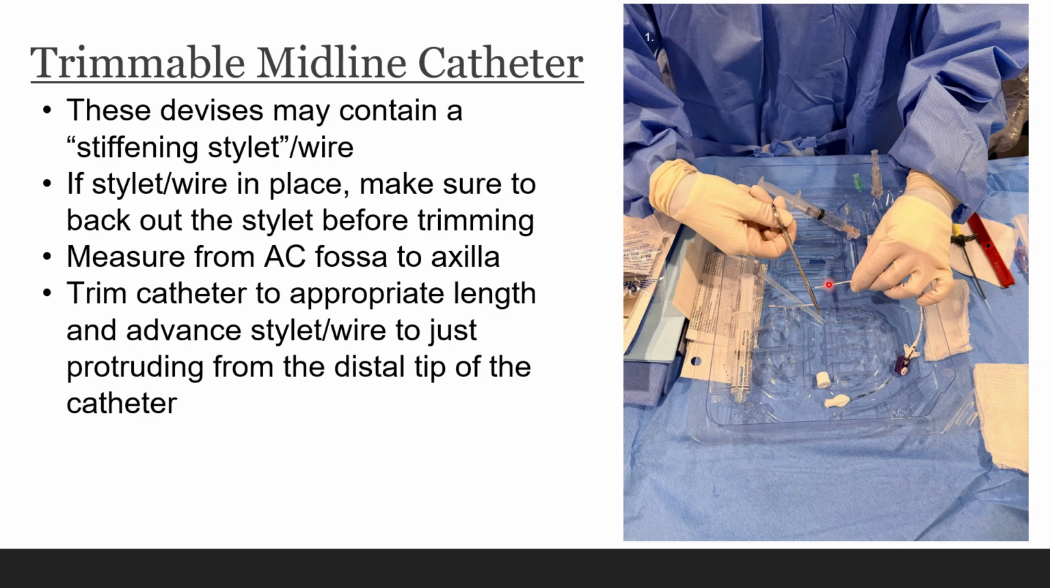So before you go and trim it, measure the distance from the antecubital fossa up the axillary vein, and then you measure that out on the catheter, but you want to withdraw the wire or stylet back so that when you go to trim it, you're not accidentally slicing through that wire or stylet.